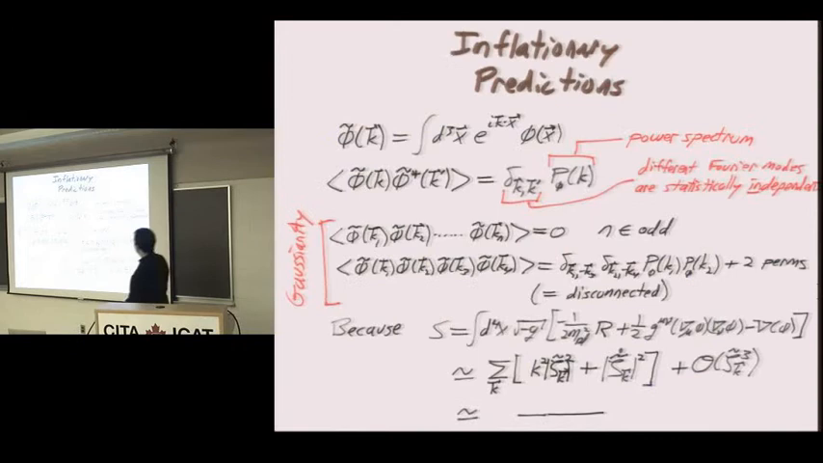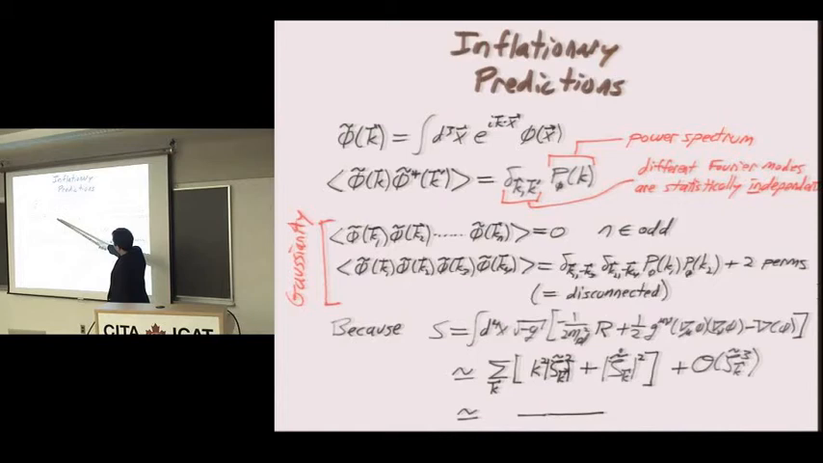Inflation makes a number of predictions. One of them is the prediction for the primordial density perturbation. And the way this is done is as follows. We take the scalar field, here the inflaton phi of x, and we construct its Fourier components. And inflation predicts that if I take any two Fourier amplitudes, phi of k and phi of k prime, the complex conjugate here, and ask what is the expectation value of the product of those two different Fourier amplitudes, inflation predicts that the expectation value of the product is zero unless k is equal to k prime.